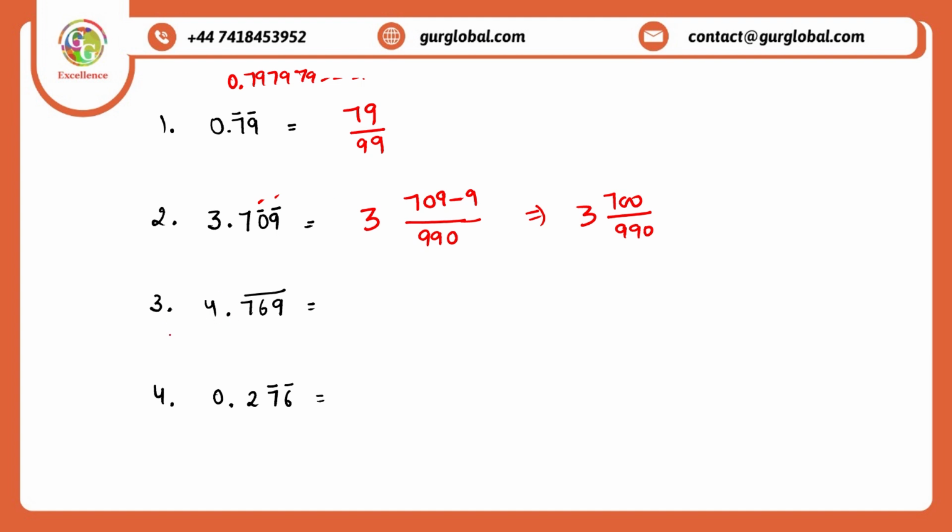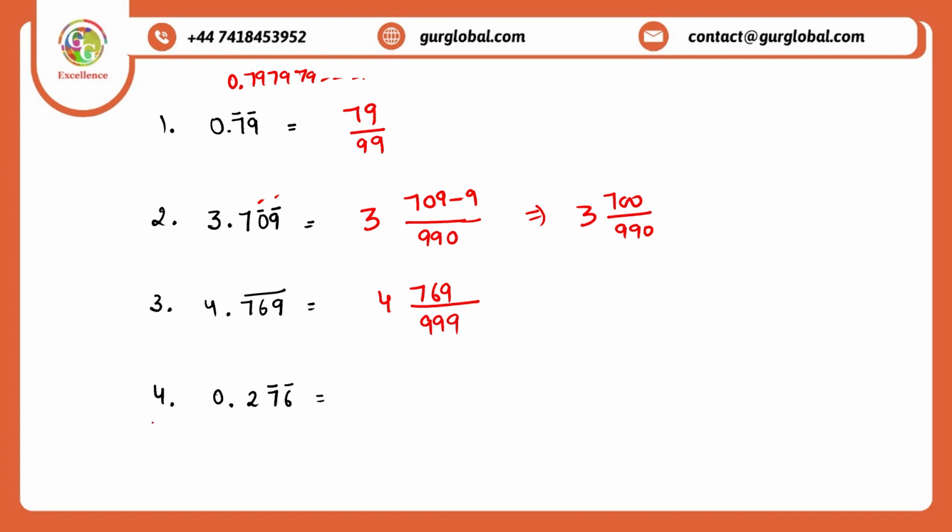Now see the third question. We will write down the digit before the decimal as it is. Now check how many digits are recurring. That is 3, 7, 6 and 9. So we'll write down 7, 6 and 9 in the numerator, and in the denominator we will get 999. So this is the answer.